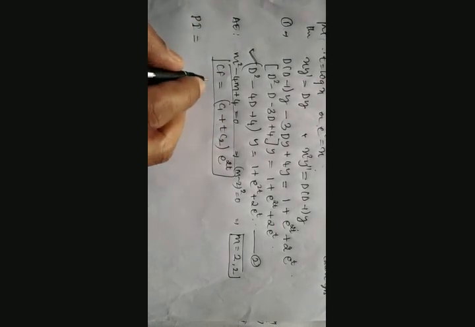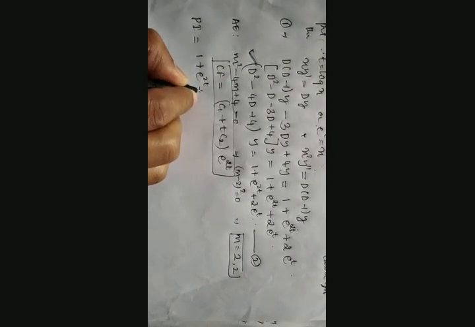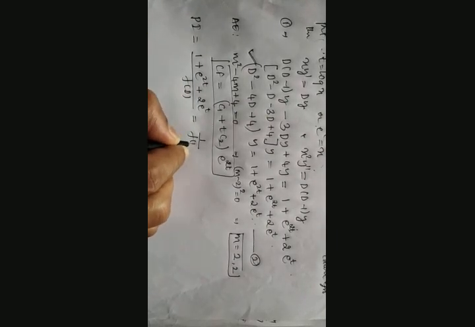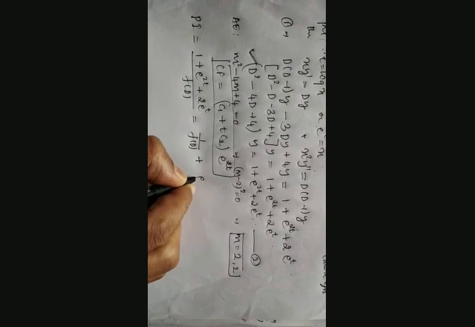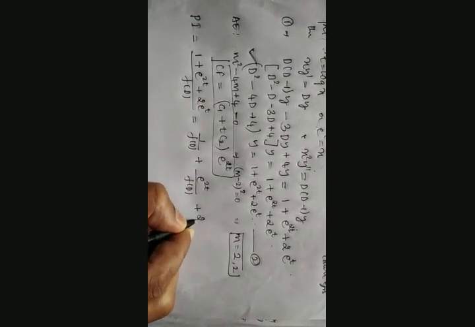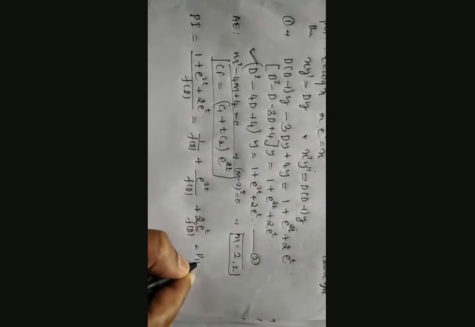Then what is required? Particular integral. What is particular integral? 1 plus e raised to 2t plus 2 times e raised to t divided by f of d, which is nothing but 1 by f of d, plus e raised to 2t divided by f of d, plus 2 times e raised to t divided by f of d. I call them P1, P2 and P3. Let us take one by one.